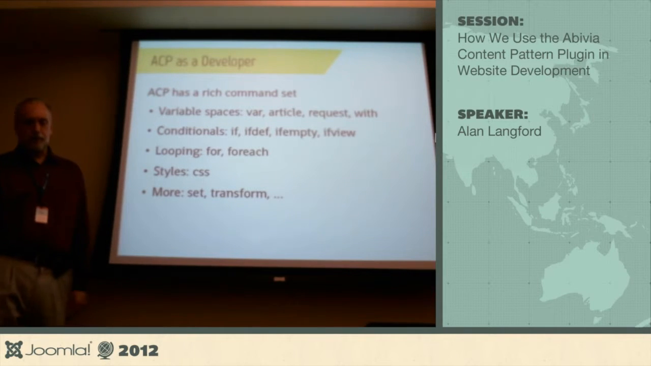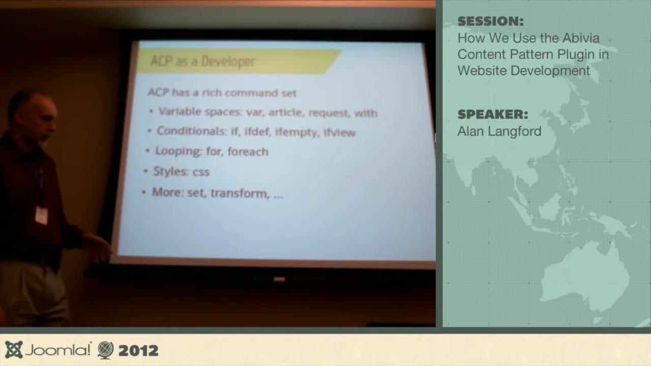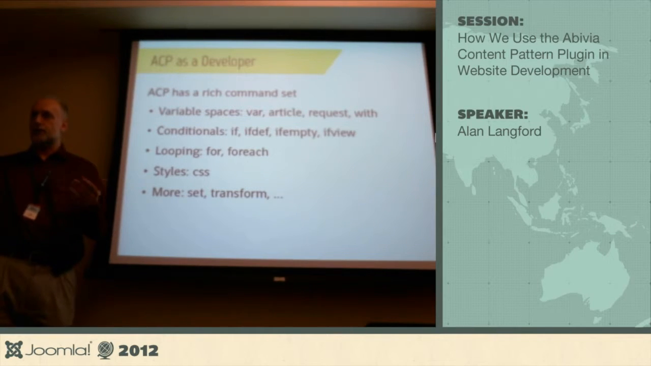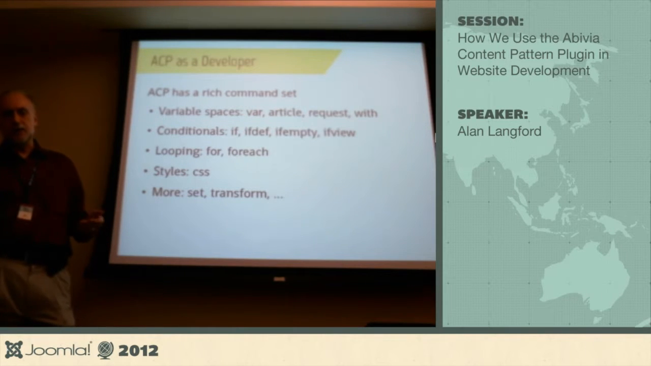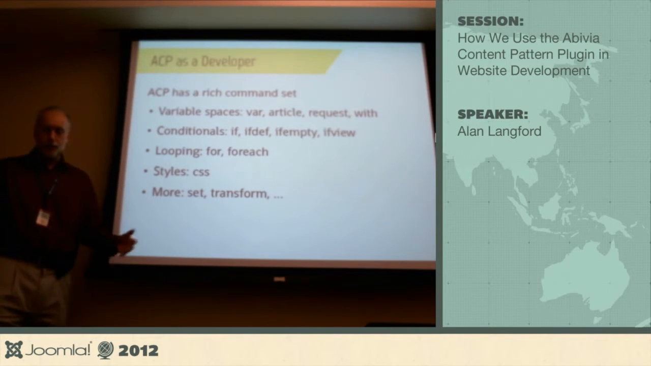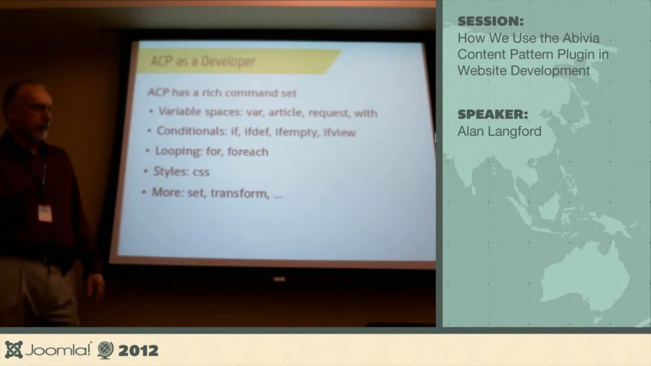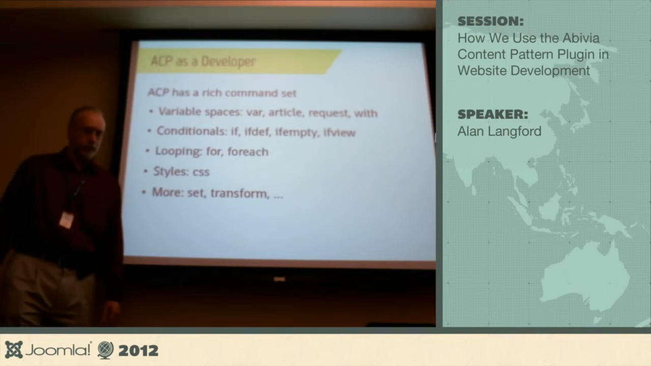We have conditionals. Our if condition is fairly limited at the moment. It's basically test for 1 or 0. If defined checks whether or not the user actually defined the variable. If empty is useful when you're working inside an article if you want to test whether something is null. And if view is whether or not you're looking at an article view or a category view. So you can present different things depending on where Joomla is pushing that article out. We've got looping constructs, and as I mentioned, we've got the CSS injection and a bunch of other stuff that I could talk on for far too long.